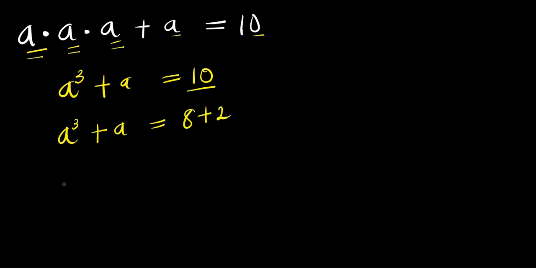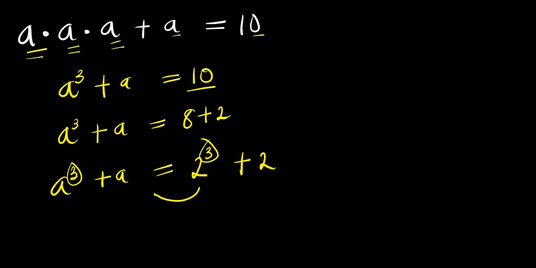And from here, I can have a to the power of 3 plus a equals 2 to the power of 3 plus 2. I can express 8 as 2 to the power of 3, that is 2 times 2 times 2. Then we have plus 2 here. Because we have power 3 here, we also need to have power 3 here, and this to the power of 1, well, this also is to the power of 1.